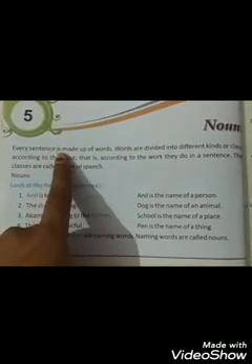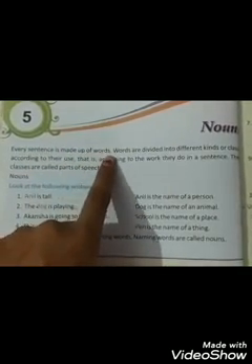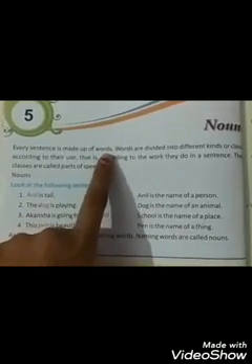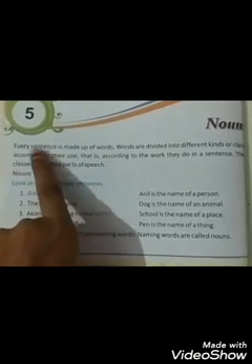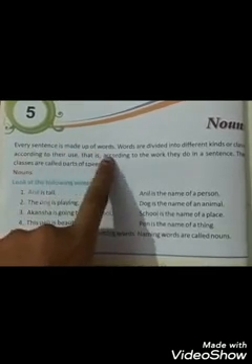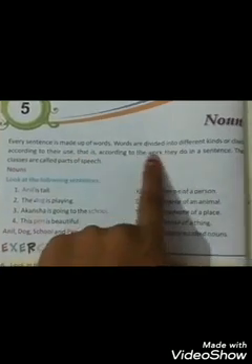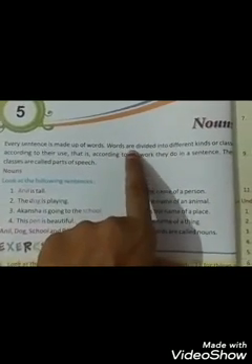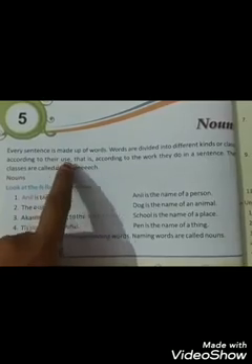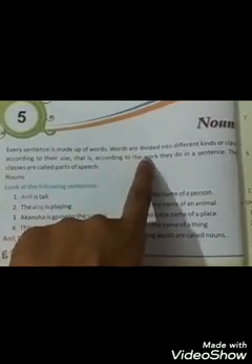Every sentence is made up of words. As we all know, this is also a sentence and it is made up of words. How many words are here? You can see 1, 2, 3, 4, 5, 6, 7. Seven words together make a sentence. Words are divided into different kinds of classes according to their use, that is, according to the work they do in a sentence.